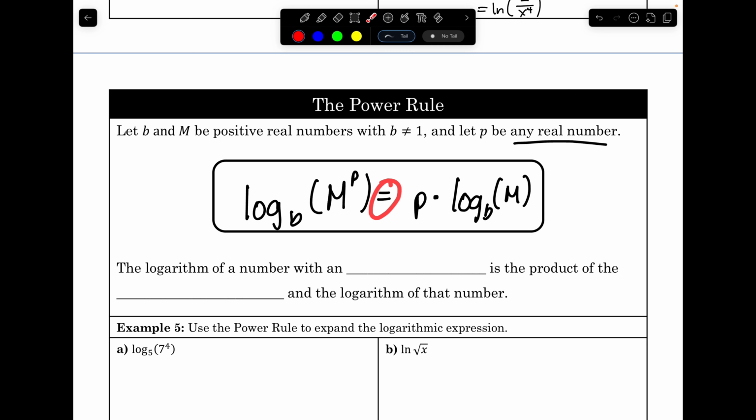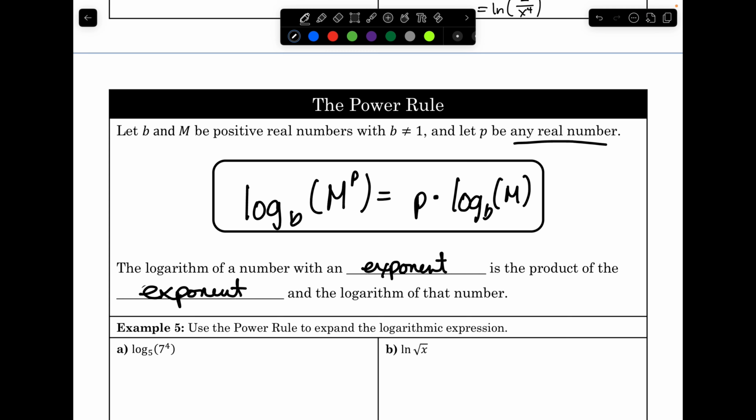Now remember, the equal sign is a biconditional statement, meaning that if this is true, I can write it this way, and vice versa. If I see a log base b multiplied by some real number, I can pull that value and make it the exponent of the input value m. So in other words, the log of a number with an exponent is the product of that exponent and the logarithm of that number.